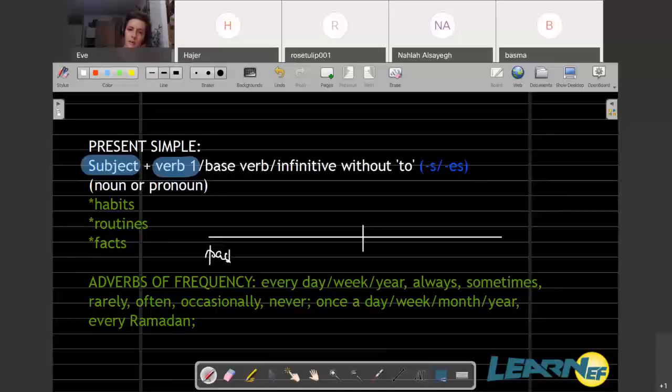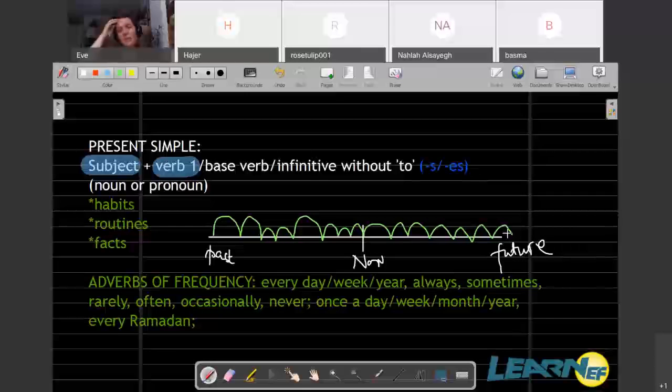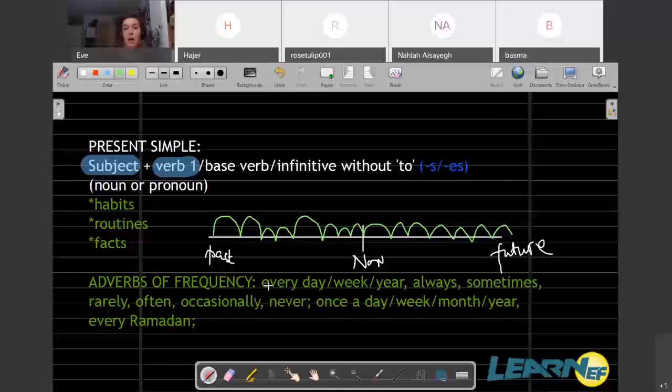That means past on the left, the moment right now here in the middle, and the future on the right. That means that our present simple would look something like this. I'm putting different frequencies because it can be different. For example, it's easy to say every day. I brush my teeth every day, right? Present simple, it's my routine. But I cook sometimes. So it's not regular.